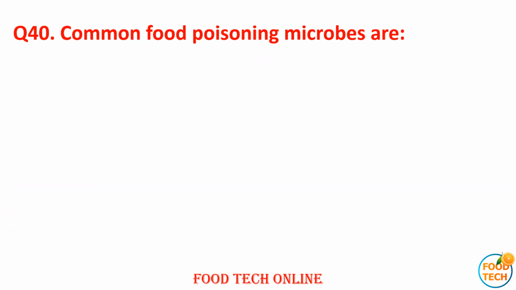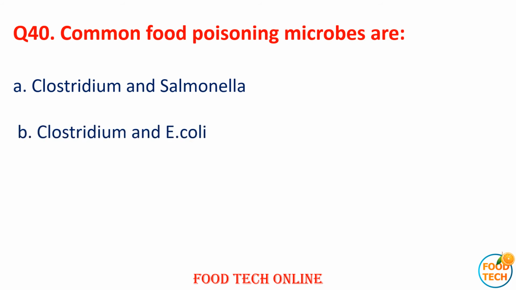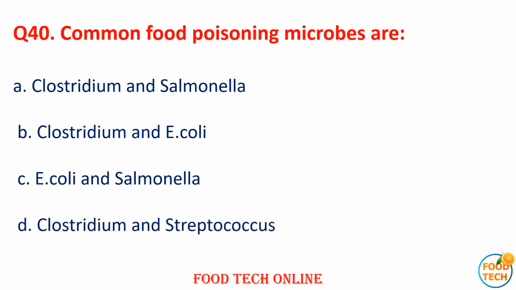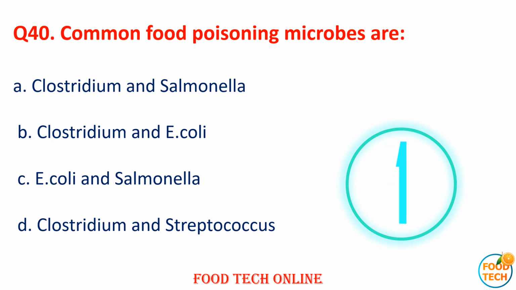Question 40. Common food poisoning microbes are A. Clostridium and Salmonella, B. Clostridium and E. coli, C. E. coli and Salmonella, and D. Clostridium and Streptococcus. Answer B. Clostridium and E. coli.